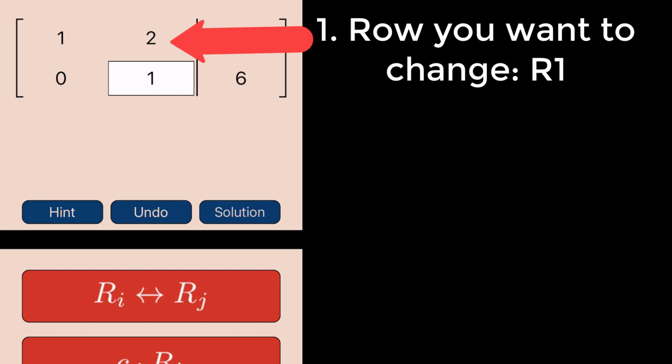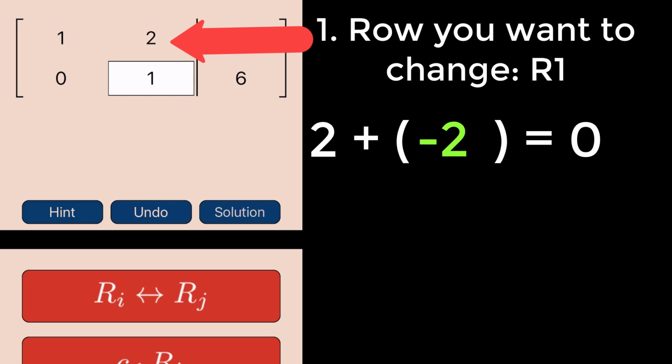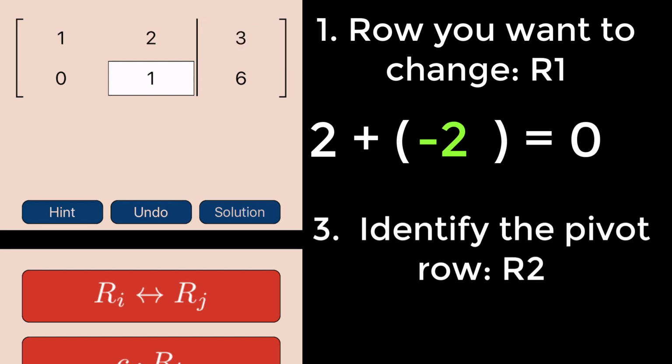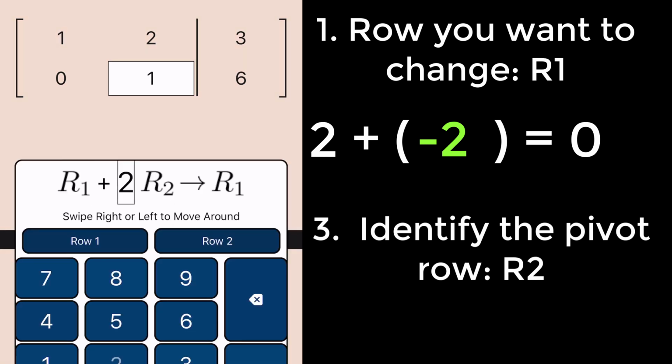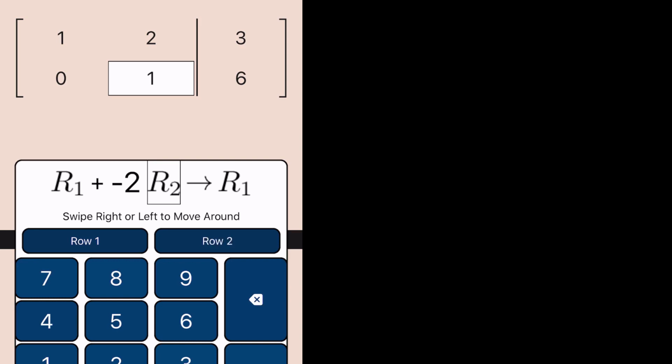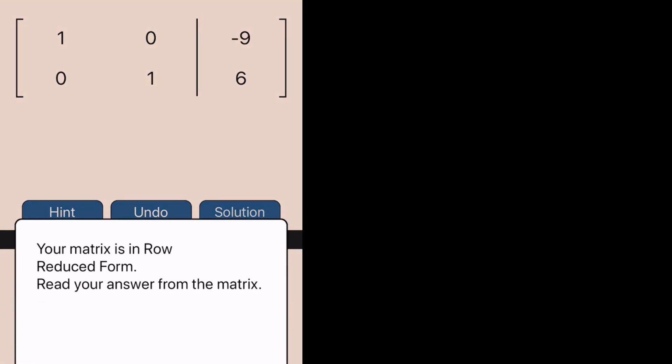Lastly, we need to make the rest of the column zeros. Let's use our simple template for the third row operation again. What row do I want to change? What do I add to 2 to get 0? And what is the pivot row? Let's open up the third operation and put in row 1 minus 2 times row 2, and press done. Congrats, we are now row reduced.